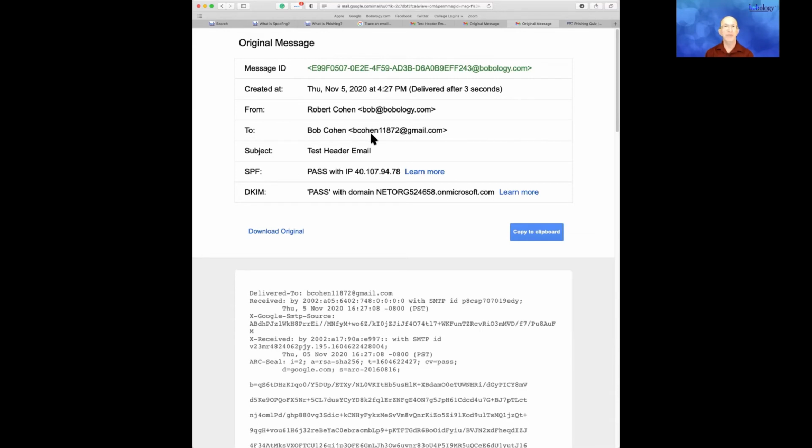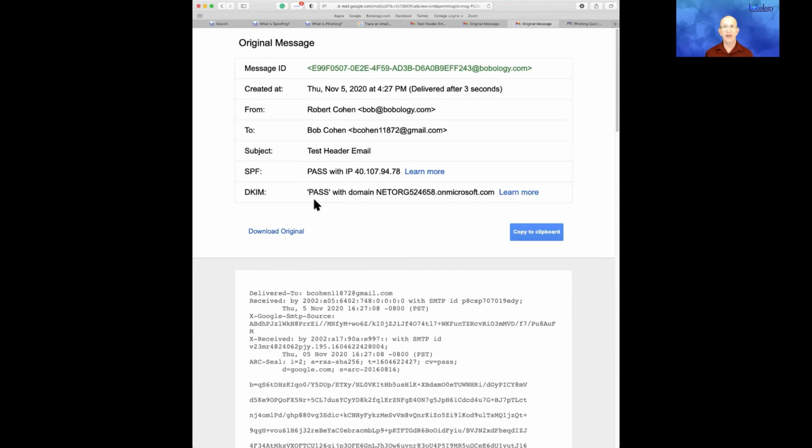I sent this to myself. Okay, so here's this SPF. If you ask me what SPF means now, I can't tell you without looking it up, but it means it passed. Here's DKIM, it passed. So this was screened as a genuine email, not a spoofing or scam email, by Google.